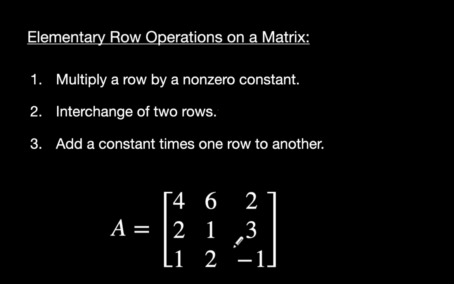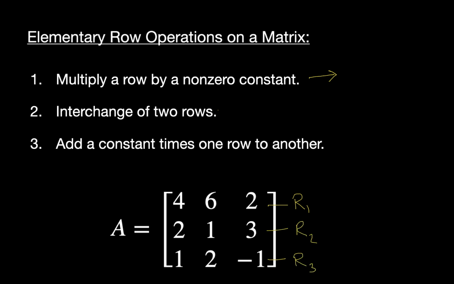For example, suppose we have this matrix A. Let us see what the first row operation says: multiply a row by a non-zero constant.